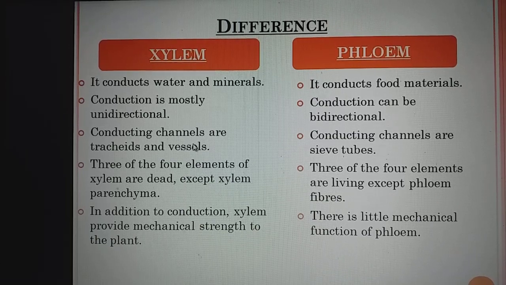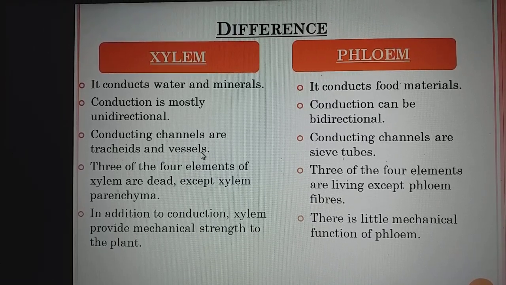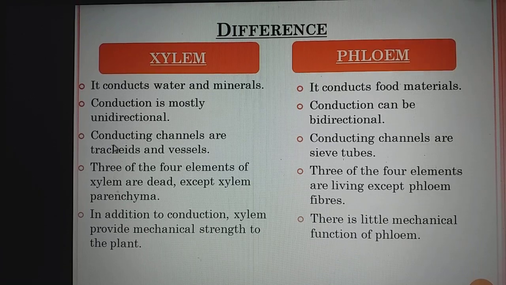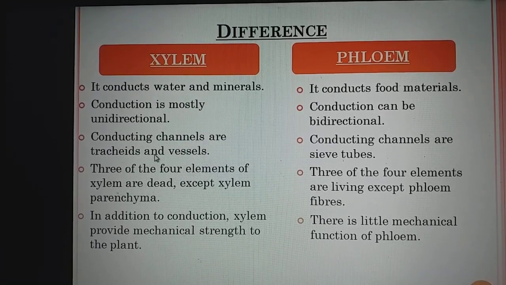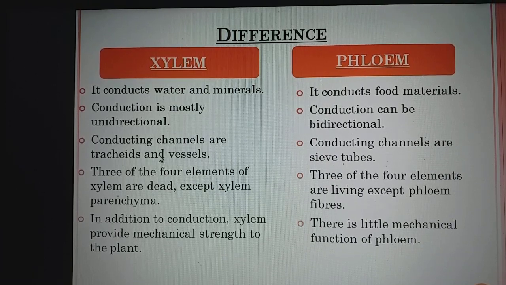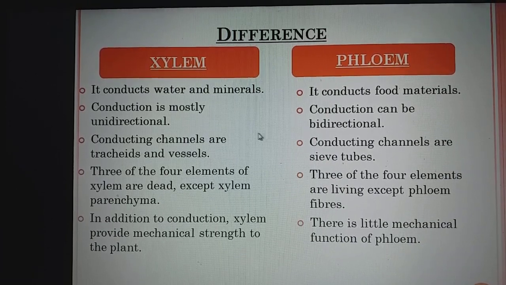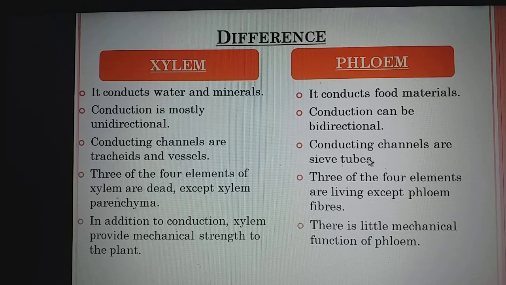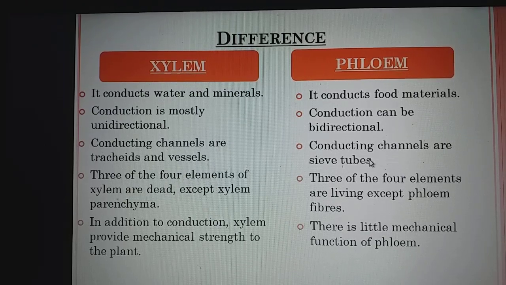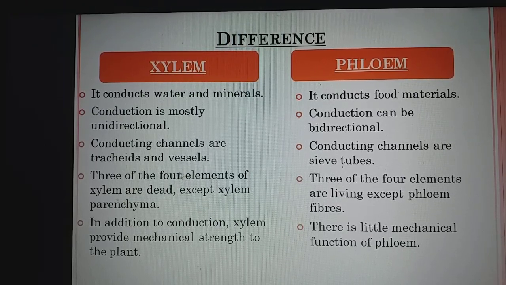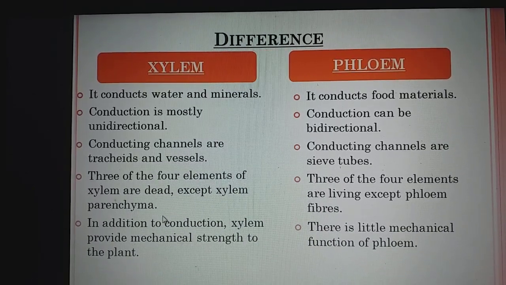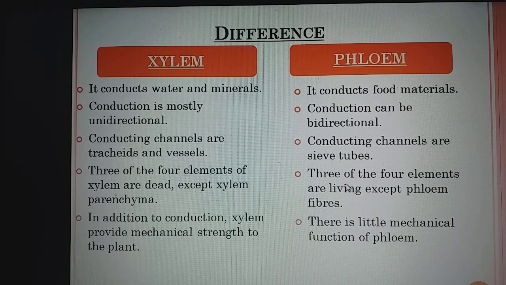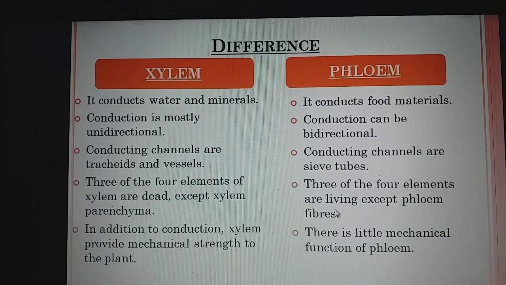In xylem the conducting channels are tracheids and vessels. Already we have studied that among these four elements, only tracheids and vessels are tube-like structures that help in the conduction of water and minerals. In phloem the conducting channel is the sieve tube. This is the only tube-like structure. In xylem, three of the four elements are dead except xylem parenchyma. And in phloem, three of the four elements are living except phloem fiber.